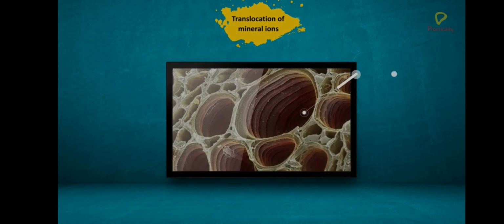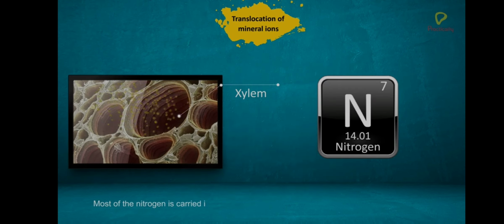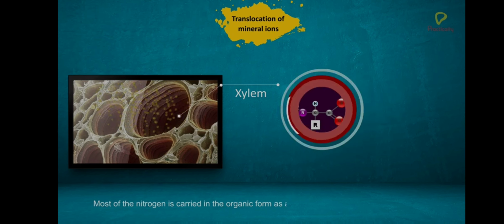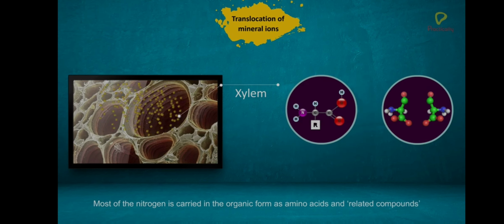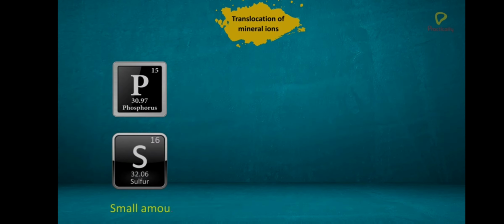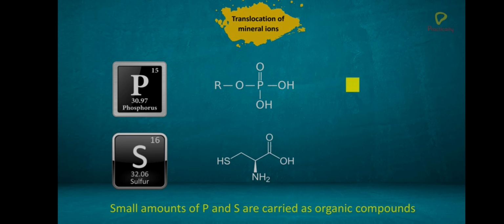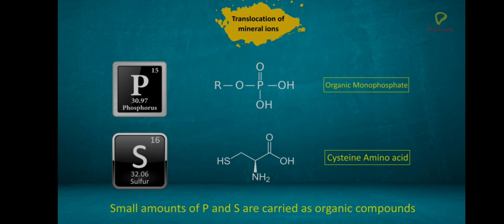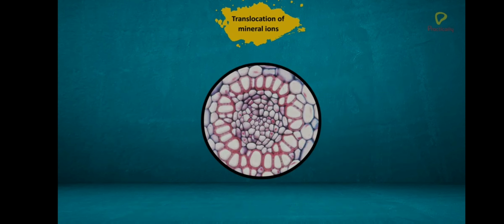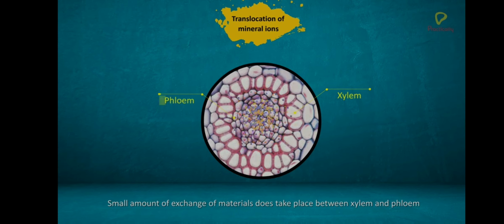An analysis of the xylem exudates shows that though some of the nitrogen travels as inorganic ions, much of it is carried in the organic form as amino acids and related compounds. Similarly, small amounts of P and S are carried as organic compounds. In addition, small amounts of exchange of materials does take place between xylem and phloem.